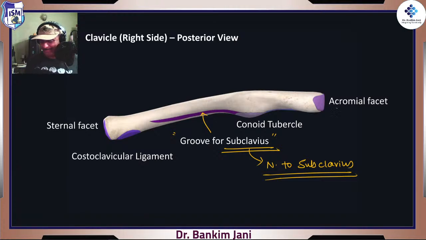Okay. So this is the acromial facet, that is the sternal facet, and this is the costoclavicular ligament. Costoclavicular, right? That means costa, this is about ribs, right? So yeah, it is with the rib and the clavicle, that would be attached. So thus it gives stability, right? This would be the conoid tubercle.